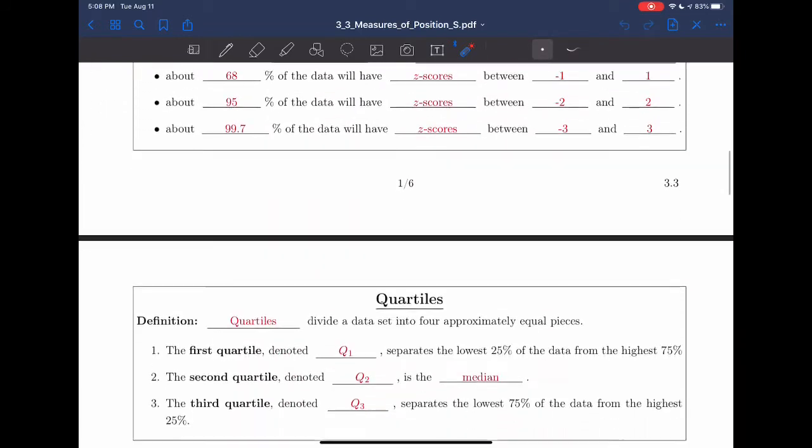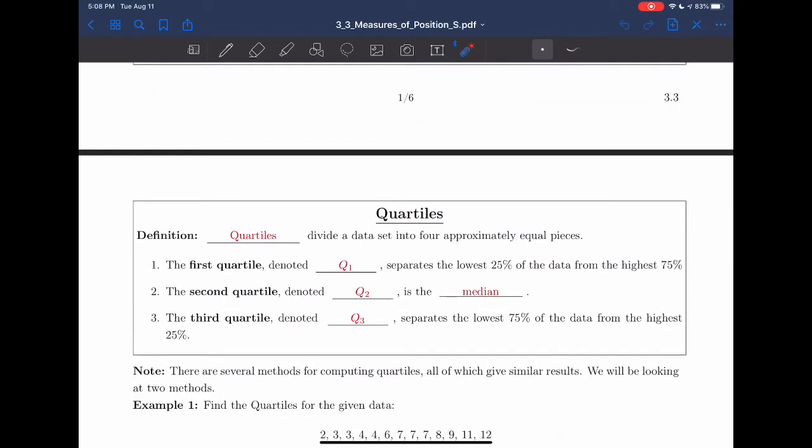Next, I want to talk about quartiles. What quartiles do is divide your data set into 4 approximately equal pieces. So there are 3 quartiles. The first quartile, we call it Q1. This separates the lower 25% of your data from the high 75%.